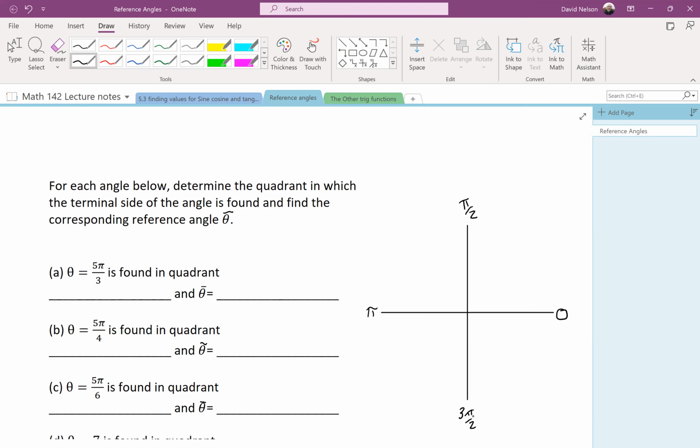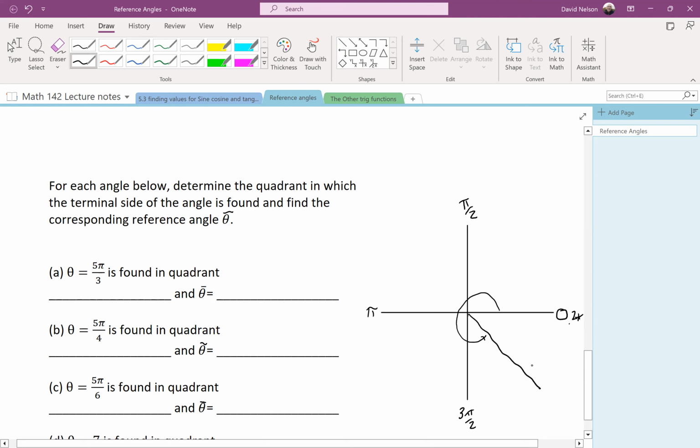So 5 pi over 3. Well, I want to go up or down to get something nice. If I add pi over 3 to that, I'll get 6 pi over 3. If you add 1/3 to 5/3, you get 6/3, which is really 2, and so 2 pi is going to take you all the way around. 5/3 is actually a little bit more than 1.5, and 3 pi over 2 is 1.5. So 5 pi over 3 is going to end up down here in the fourth quadrant.